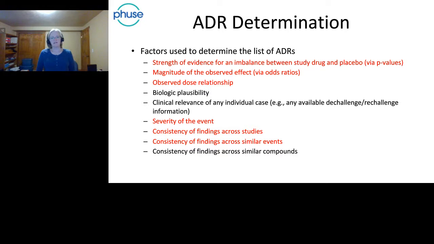How consistent the findings are across studies, right? Something that is consistent across studies is more convincing that it should be an ADR, and how consistent it is across other related events. So that's also a factor. And then it also matters what's going on with other drugs in the class and what has been seen in the class. So all of these things are important factors in determining ADRs.